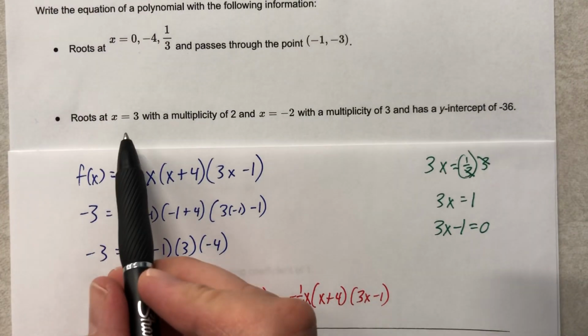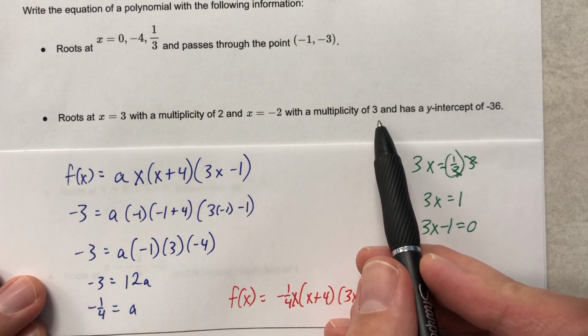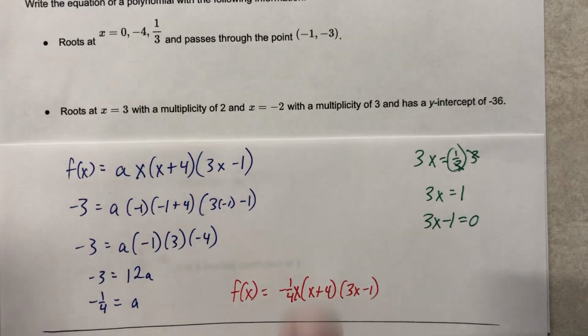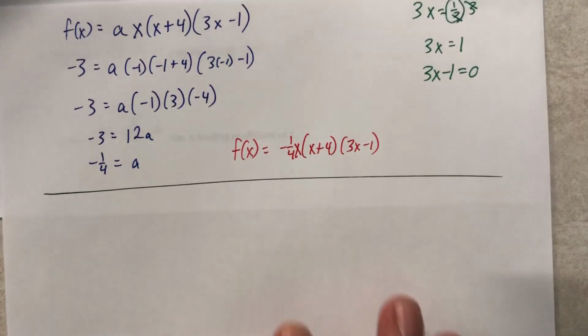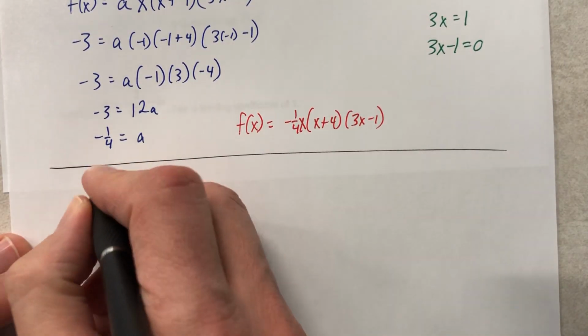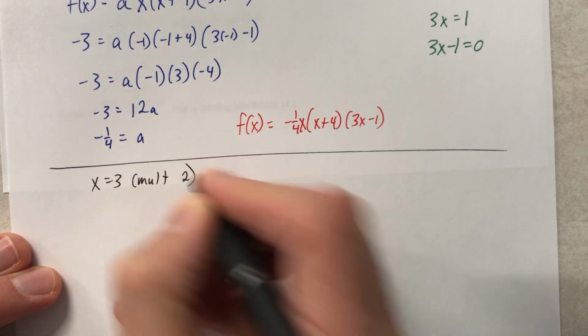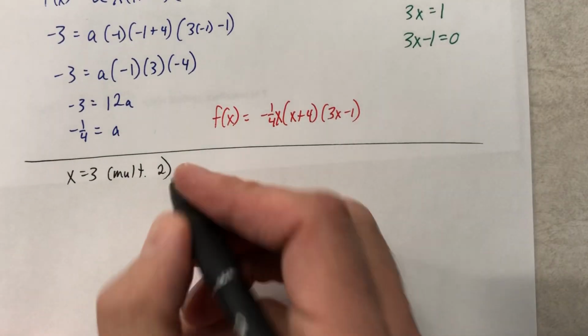Roots at x equals 3 with a multiplicity of 2, and x equals -2 with a multiplicity of 3, and has a y-intercept of -36. Whoa, okay. Because of sliding back and forth, I'm going to write just a couple things on the paper, and then we'll go from there. So for the second problem, we have x equals 3, multiplicity of 2. I just write it like that sometimes. If you want to do what we did on the previous problems and be like, oh, it's a double root, feel free, totally fine, same idea.